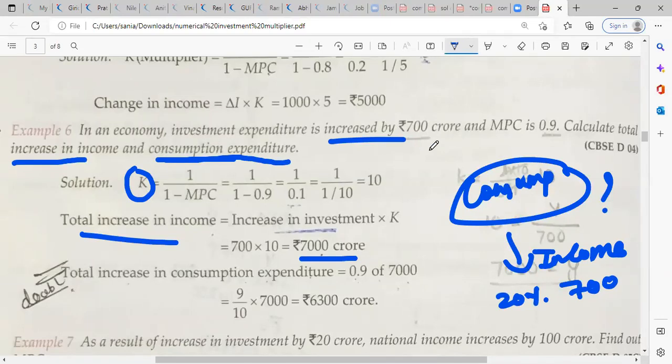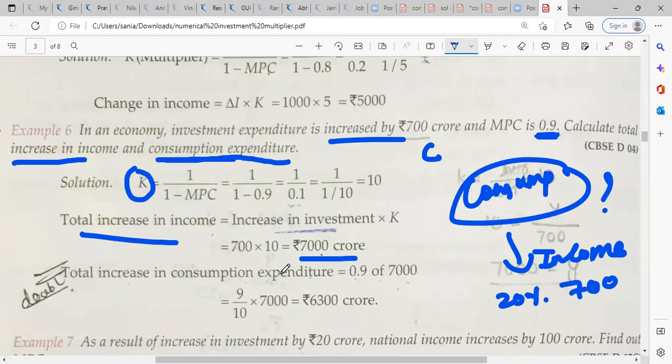So that will be, see, if I ask you to find only consumption expenditure, then it will be 20% of your income, right? But if I ask you to find the increase in consumption from the increase in income, it will be 20% of the increase in income, right? Over here MPC is given, which is the additional, so it will be MPC of your change in income. And what is your change in income or increase in income? It is 7,000 and MPC is 0.9. So 0.9 of 7,000. So it is 9 upon 10 multiplied by 7,000. Clear? So this is how you get your increase in consumption expenditure.